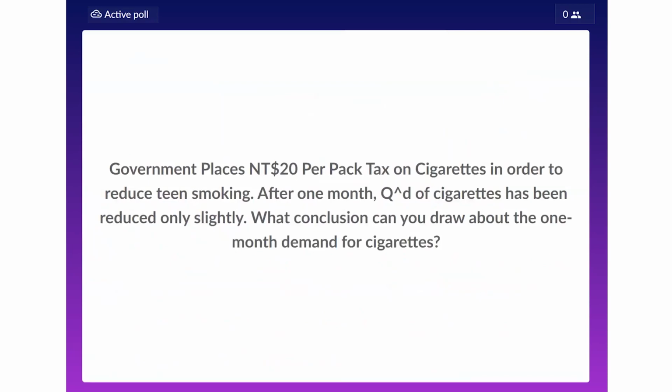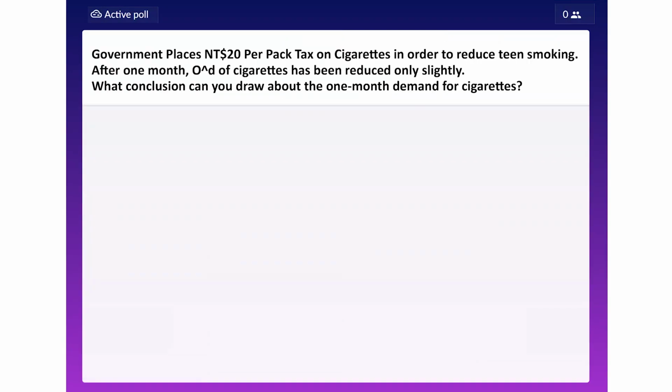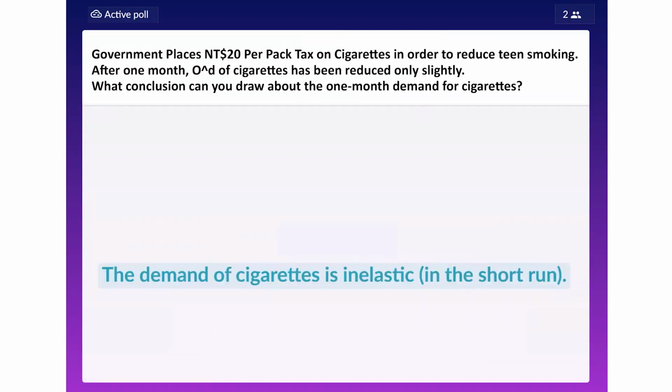The government places a $20 per pack cigarette tax in order to reduce teenage smoking. After 1 month, you see that quantity demanded of cigarettes has been reduced only slightly. What conclusion can you draw about this 1 month demand for cigarettes? So I think this is an open-ended question. So we'll see the word cloud come.